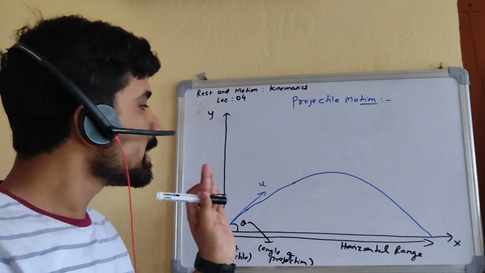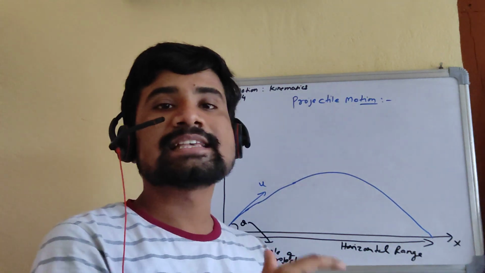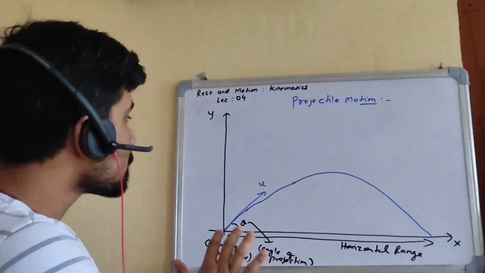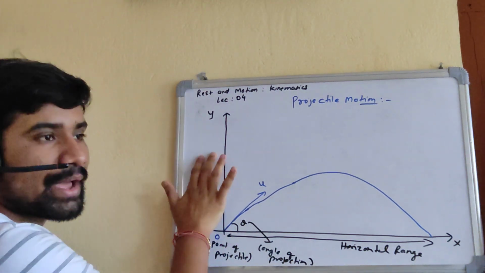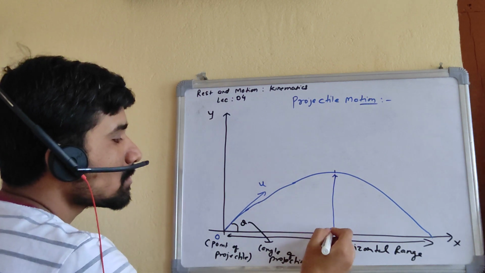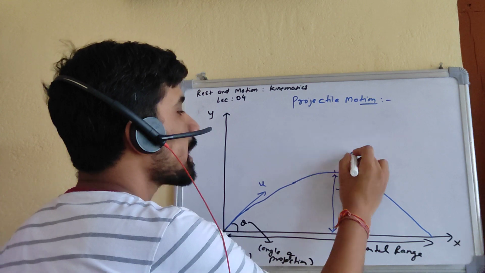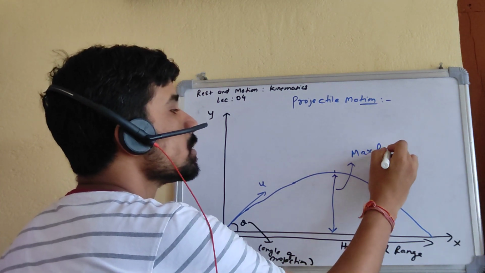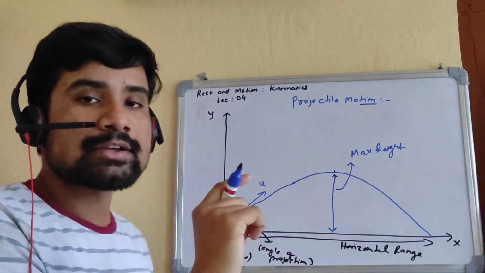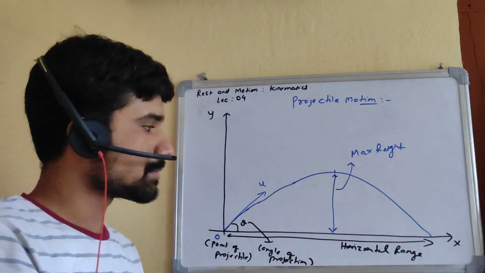Now again, in its journey there is a point where the projectile attains its maximum height. At that point it has maximum displacement along the y-axis. The distance from this point to the horizontal axis is called the maximum height, the displacement along the y direction, and this is the point where it attains maximum displacement or height.